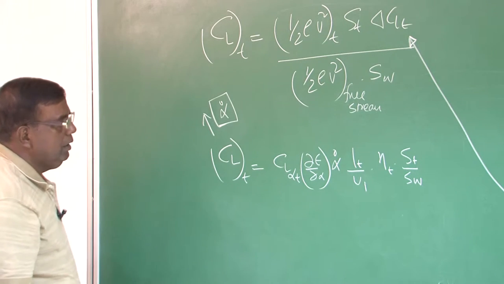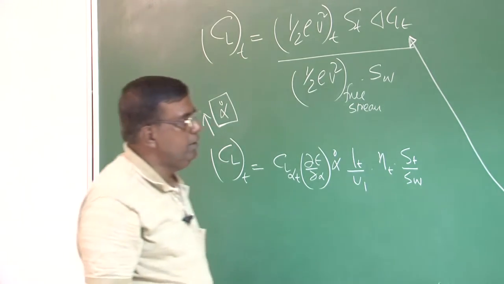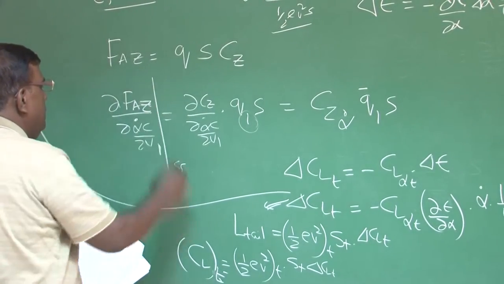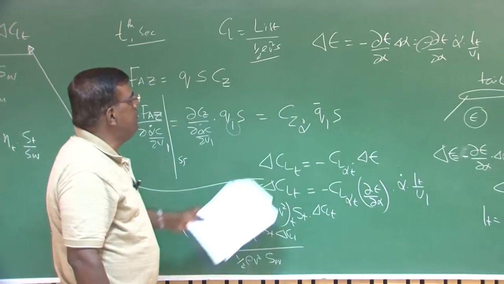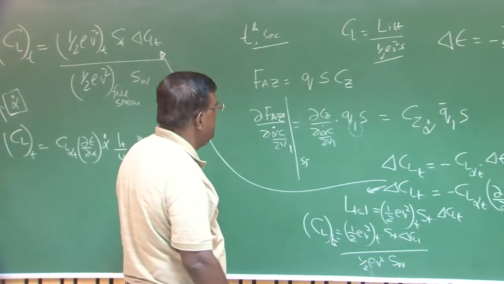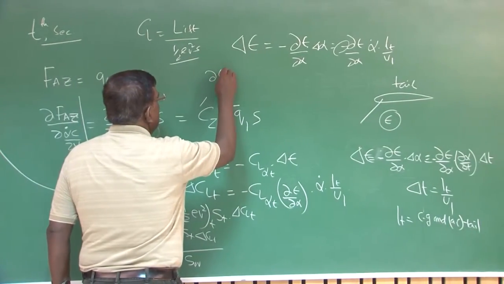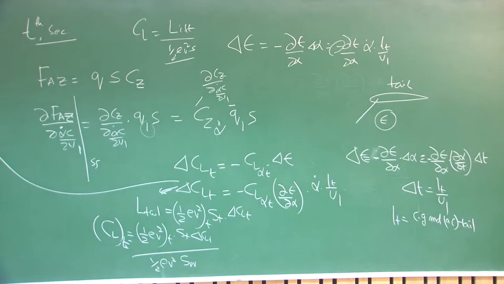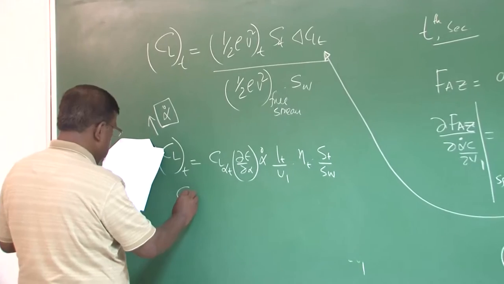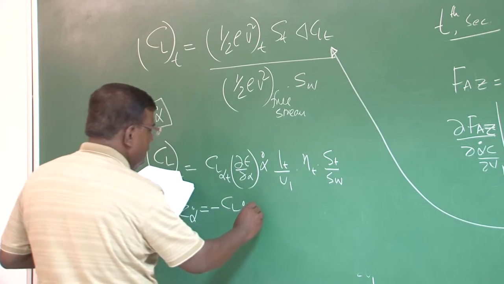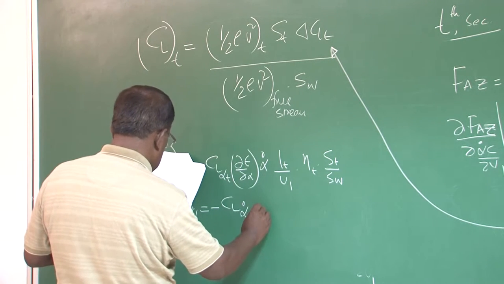And we were working in terms of dFz, dFaz. This will not be x, this is dFz by d alpha dot. So we are looking for dCz by d alpha dot, or Cz alpha dot to be more precise, which is nothing but dCz by d alpha dot c by 2u1. So we have to work in terms of Cz alpha dot, but we know that Cz alpha dot is approximately CL alpha dot.